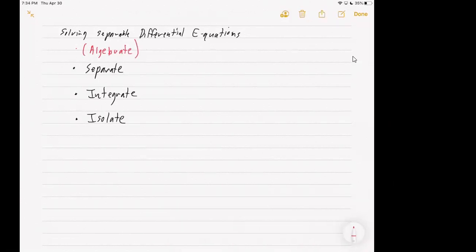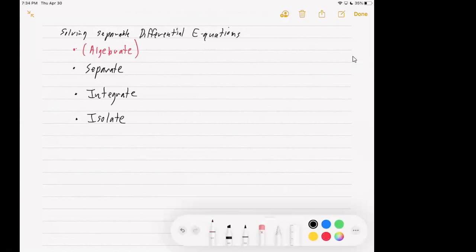In other words, do algebra to set us up for the problem before we try to separate. So sometimes we algebrate, we always separate, integrate, isolate. So that's a good way to remember what it is that you need to do. So let's look at a couple problems here.